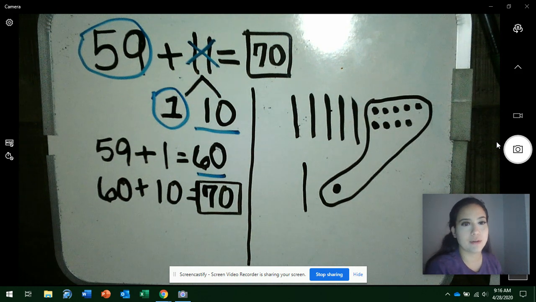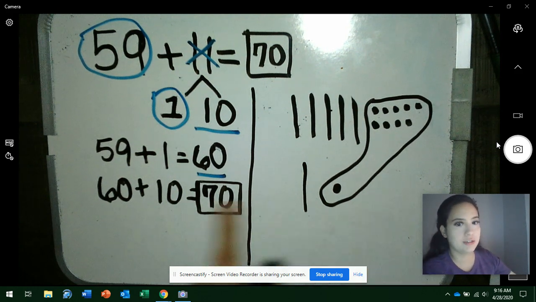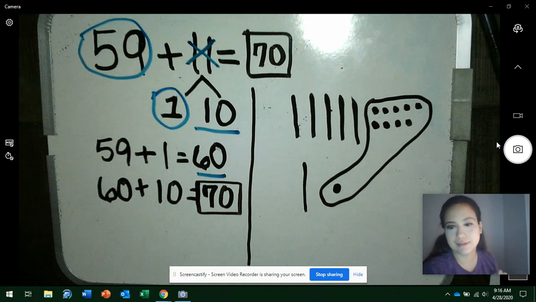So you see, you can work it out both ways. Picture or decomposing. Show your work the best way you know how to do it. Okay, ready? Let's practice another problem.